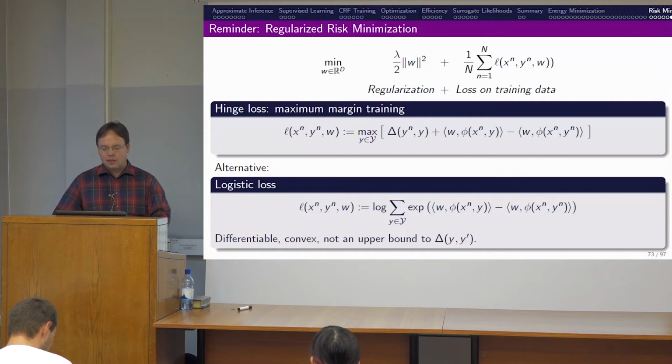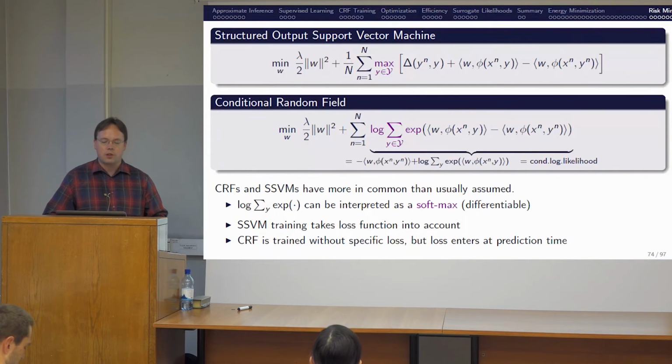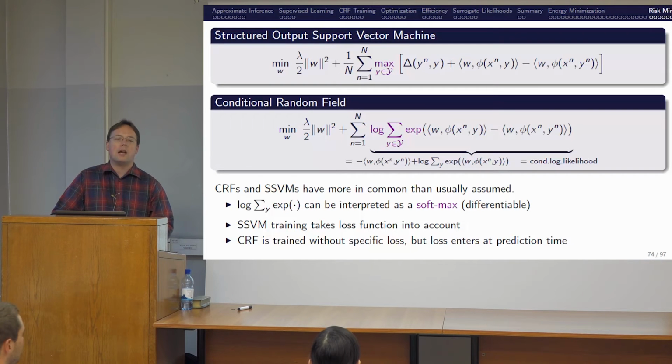It's convex. Strictly speaking, it's not an upper bound to delta. Delta doesn't even show up here. But there are variants where you squeeze this in, and that is not the biggest problem. So why did I include this? Well, if you look at what these terms are, we will recover our conditional log likelihood from the conditional random field.